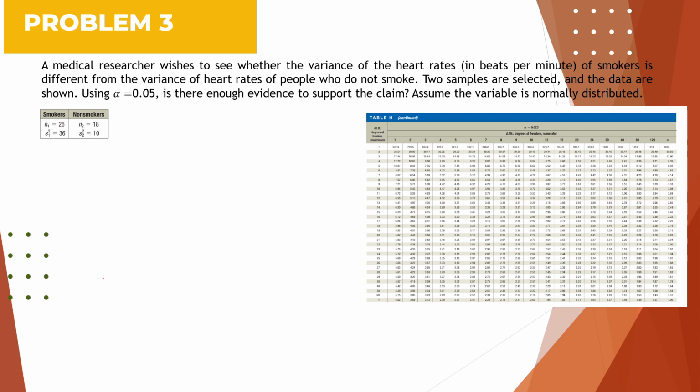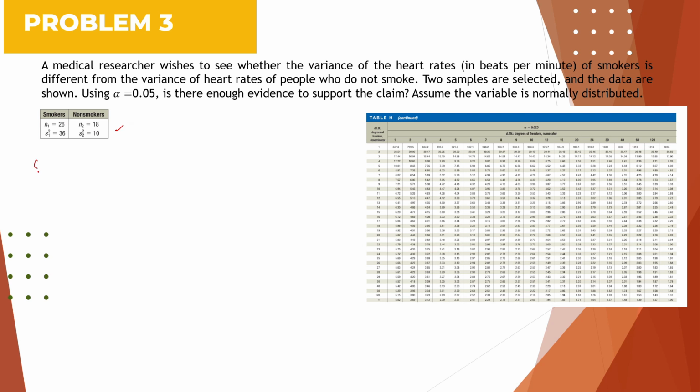Okay, let's proceed with problem number 3. A medical researcher wishes to see whether the variance of the heart rates in beats per minute of smokers is different from the variance of heart rates of people who do not smoke. Two samples are selected and the data are shown here. At alpha 0.05, is there a significant difference to support the claim? Assume that the variable is normally distributed. So we have to take note that this should be normally distributed.